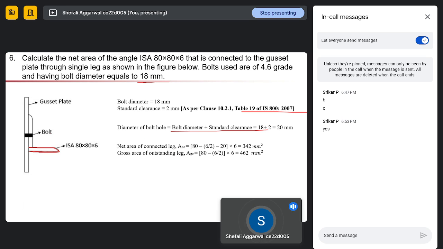And area of the connected leg. This leg, how are we calculating the area of this leg? Total 80 minus 6 by 2, minus the bolt hole diameter, multiplied by thickness. Okay, we can calculate area of this leg as well as this leg, and summation of these two areas will give us the total area of the angle section. Is this question clear?